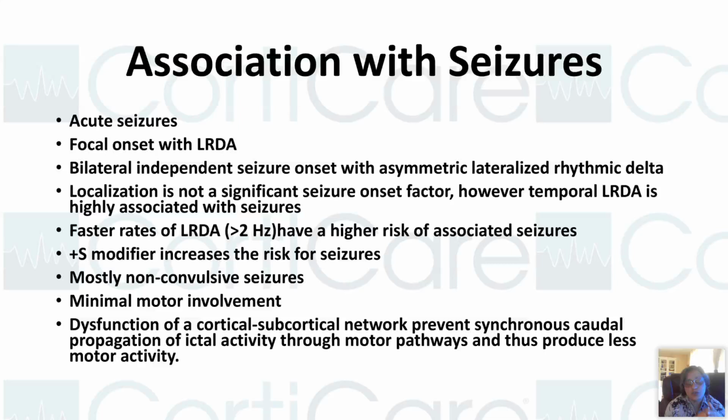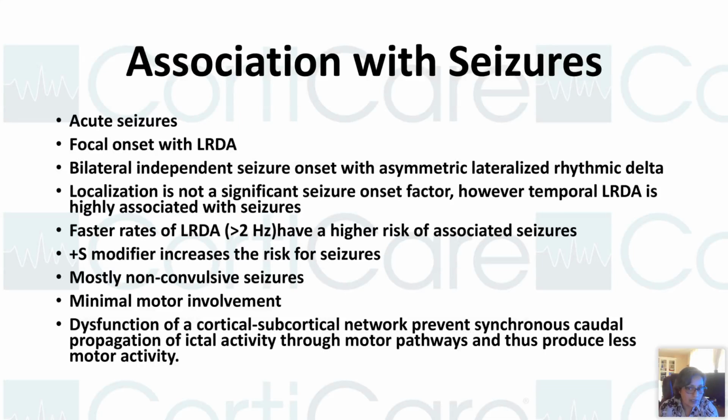Another thing to keep in mind is that localization is not a significant seizure onset factor for LRDA. However, temporal rhythmic delta has a very high prevalence for seizures. But if you're seeing frontal LRDA, the patient may still have temporal seizures. Plus S modifier and faster rates of LRDA: if the LRDA is greater than 2 hertz, and if it is appearing with a plus S modifier, the risk for seizures would increase.